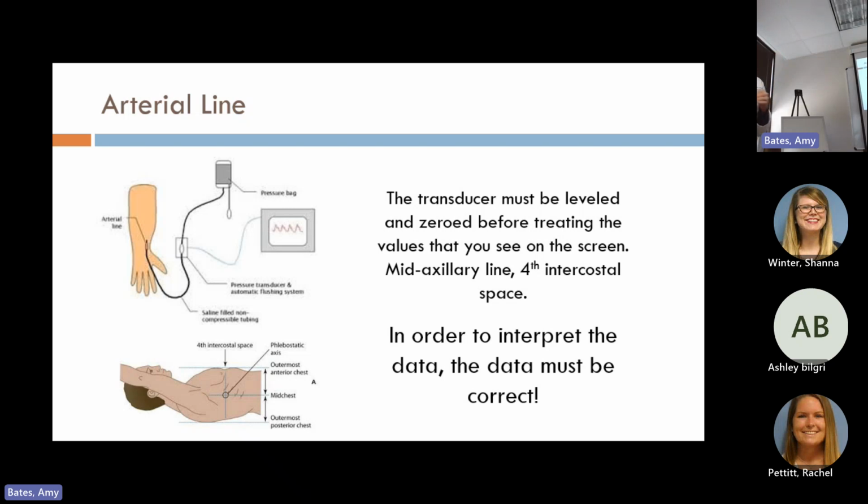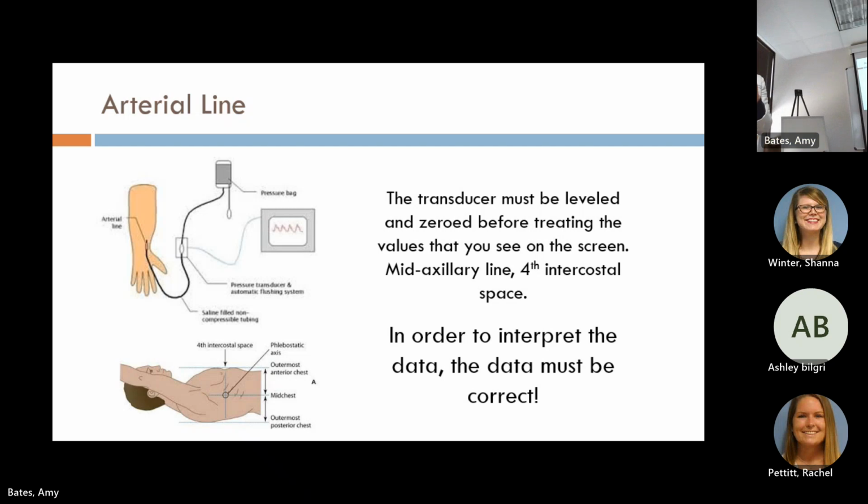What happens if the transducer is above the level of the heart? What does it do to your blood pressures? It's down. So if your transducer is up here, your blood pressure reflected on the monitor is going to be low. If you lower the transducer, the number on your monitor is going to be high.